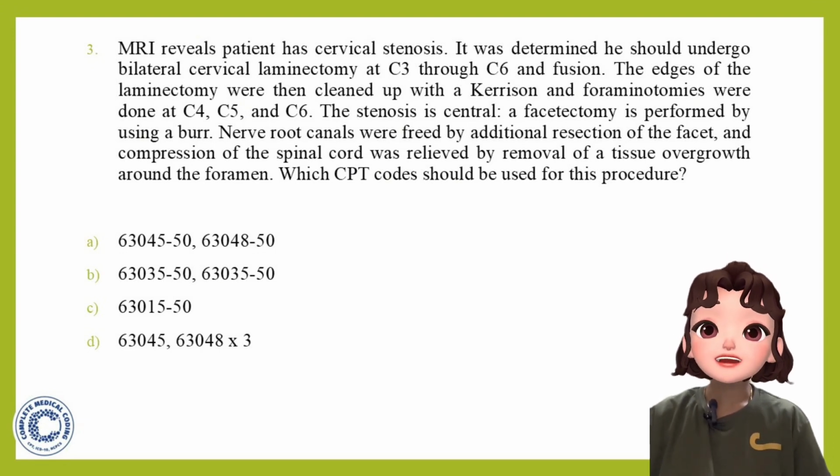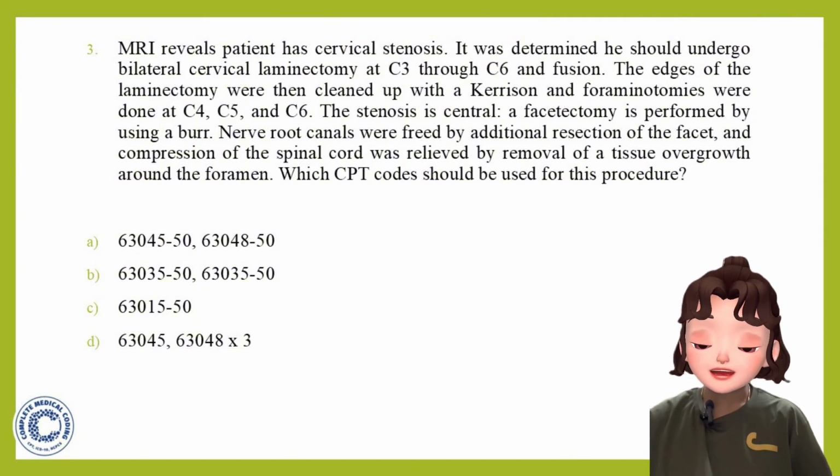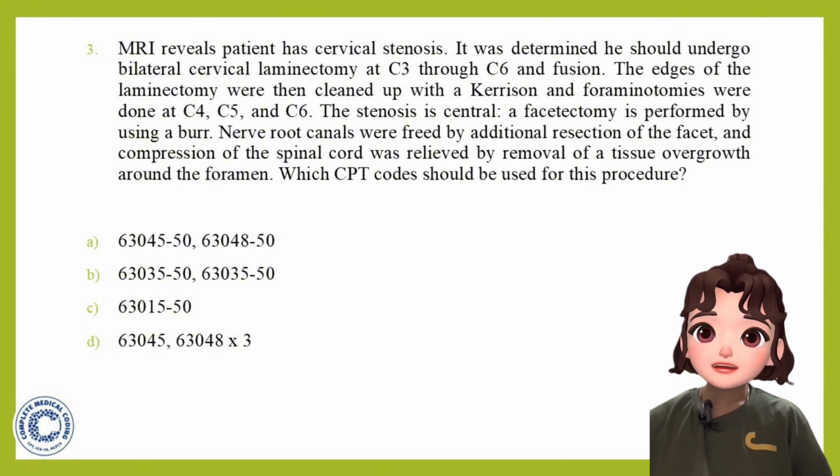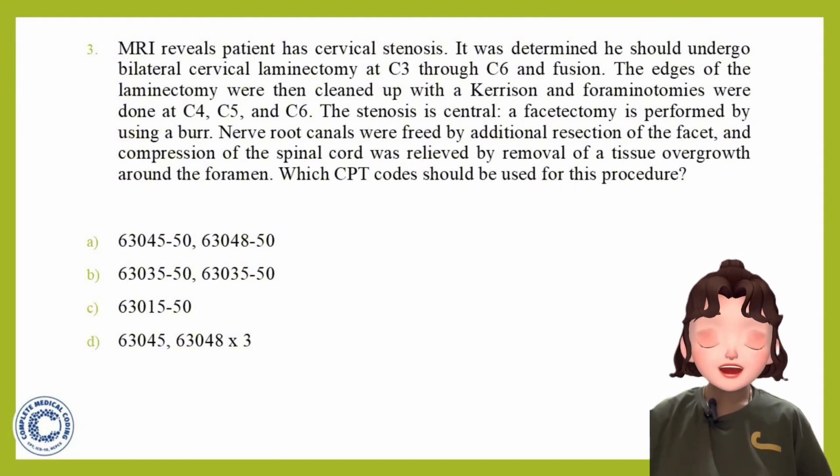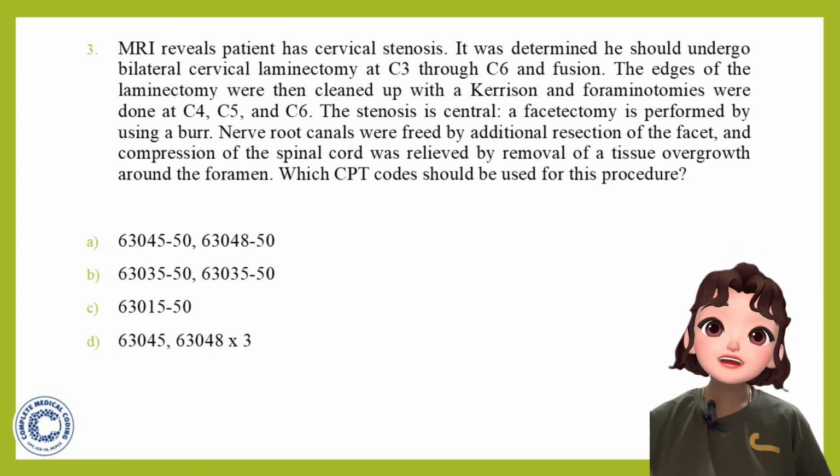Okay, and the patient had bilateral cervical laminectomy. And then the edges of the laminectomy were then cleaned up. All those stories have been mentioned. So anyway, let's find out the answer. Let's go to the codes one by one. Going to the first option, first code 63045. What is 63045? Laminectomy. We have to code for the bilateral.